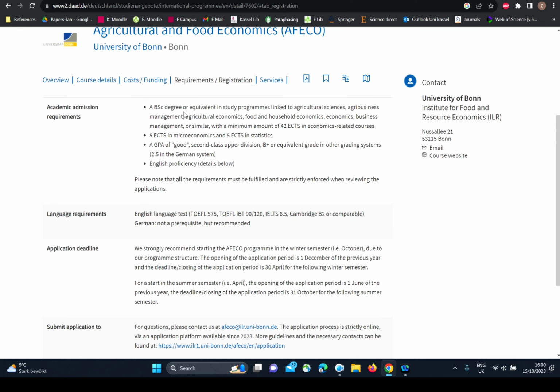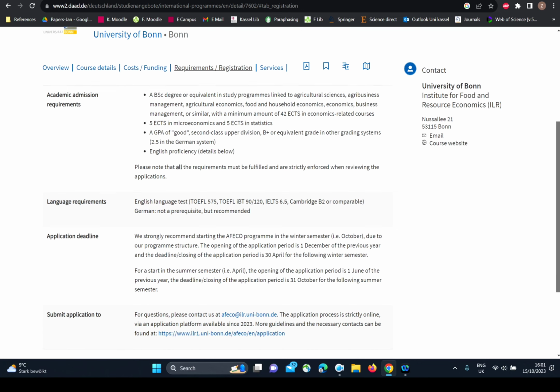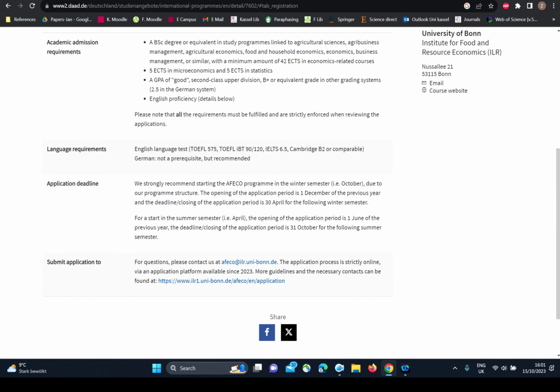It's a BSc degree or equivalent in a study program linked to agriculture science, agribusiness management, agriculture economics. And this is English proficiency, see details. So please note that all the requirements must be fulfilled and are strictly enforced while reviewing the applicants, yeah. And they also especially wrote the language requirements, that is English language, TOEFL, Cambridge, yeah.